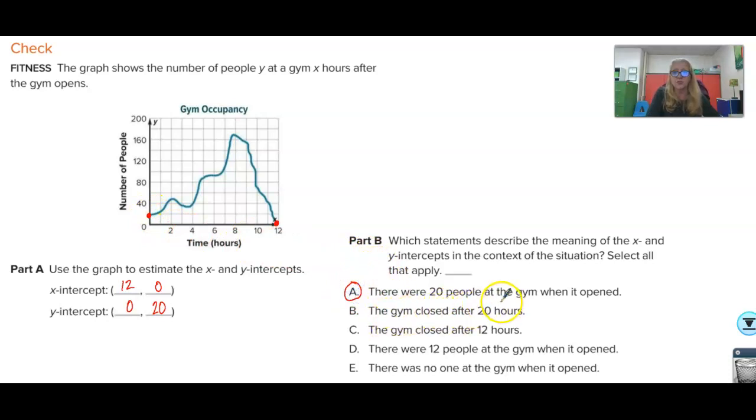The gym closed after 20 hours. No, the gym closed after 12 hours, which is what C says. There were 12 people at the gym when it opened. No, there was no one at the gym when it opened. That's also wrong.